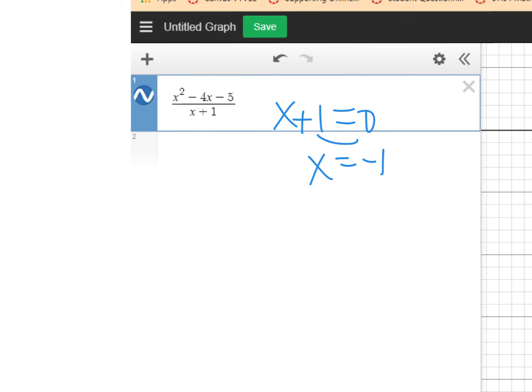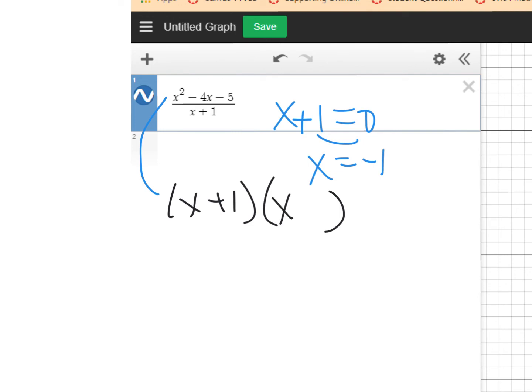So let's go up and take a look at that. So let's see, I've got to factor this numerator. Let's go to black ink. I know there's going to be an x plus 1. And then what multiplies to give me x squared? Well, x times x, right?